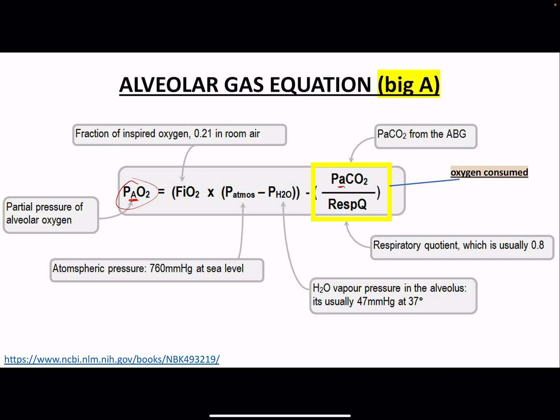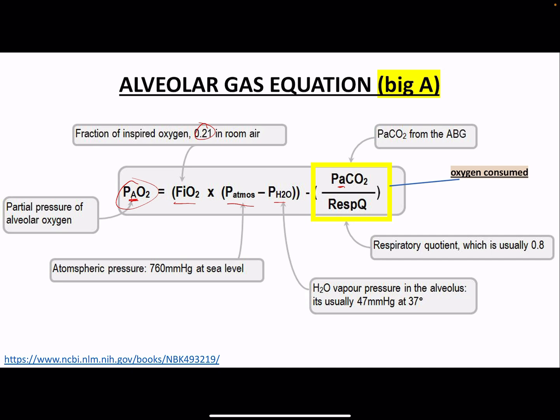You can't put an esophageal tipped balloon into the thorax because that just gets the intrapleural pressure. We want the intrapulmonary, intraalveolar pressure. So to do it, you have to use this fun equation. So this is the fraction of inspired oxygen. It is always 21% unless somebody's in a hospital and they are having supplemental oxygen, in which case it might be like 100%, and they could change the value.